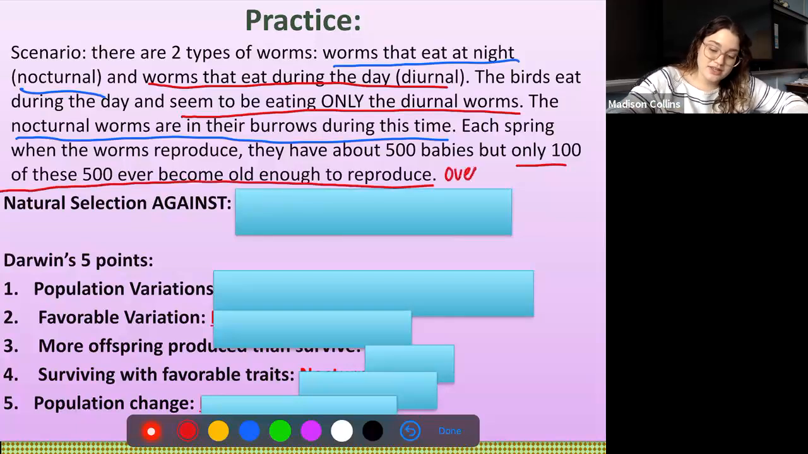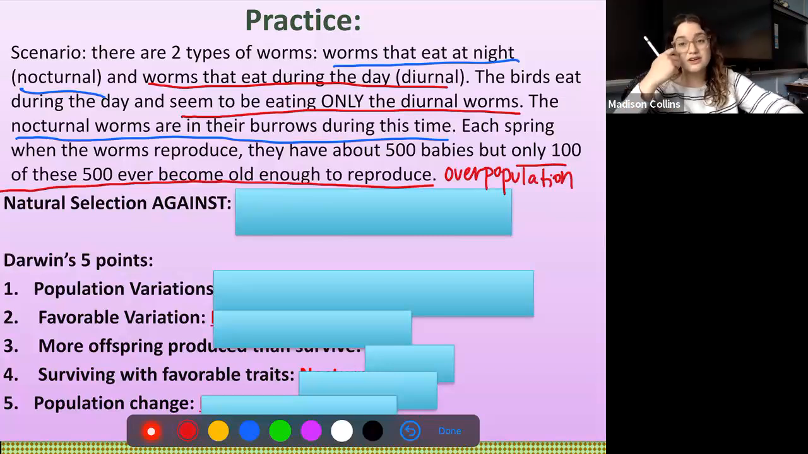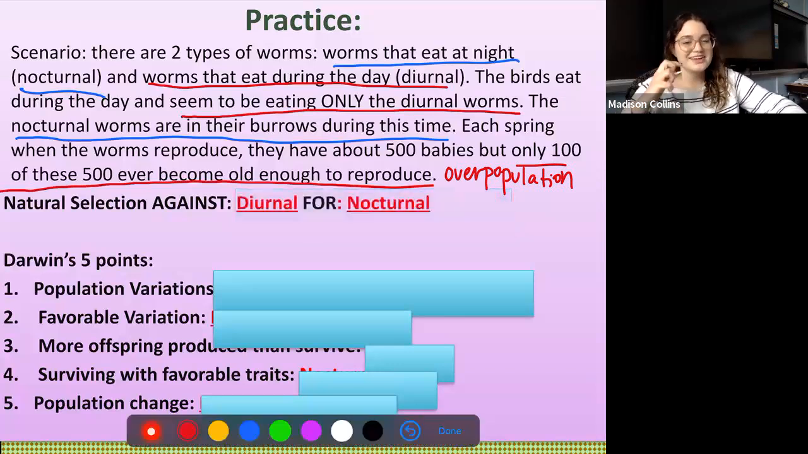So right now we're seeing overpopulation, right? There's more worms than there are resources. There's not enough food to feed all these worms. So what is happening here? We see that there's natural selection occurring against diurnal worms and for nocturnal worms, right? Because we see that because these birds are eating during the day, they are targeting those diurnal worms that are trying to live their life during the day. But those nocturnal worms that are hiding out during the day aren't getting eaten quite as frequently because they are not around when the birds are hungry.